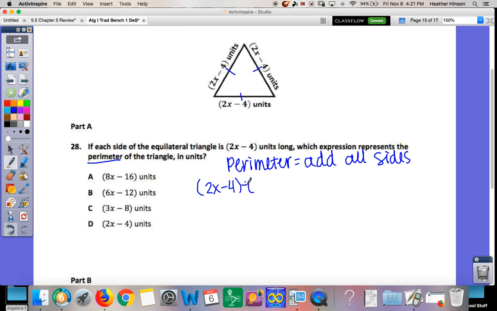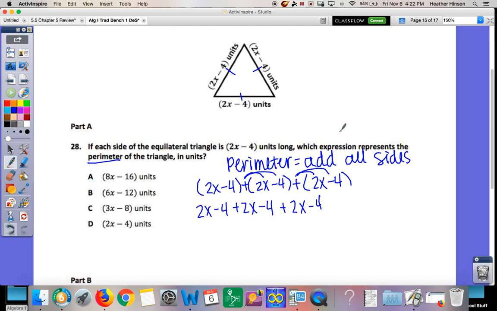2x minus 4 plus 2x minus 4 plus 2x minus 4. If we distribute those positives, nothing's going to happen. Positive times positive is still positive. So just bring it down. Or just go ahead and combine your like terms. What are your like terms? Your x's, 2x plus 2x plus 2x is 6x. And then your numbers, negative 4 minus 4 minus 4. It's negative 12. So B.